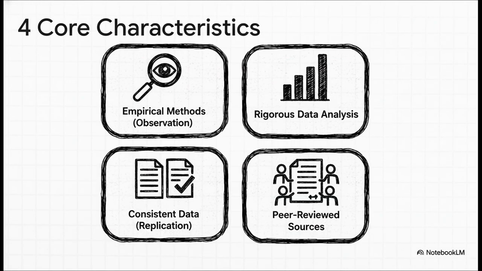Scientifically based research, or SBR, really boils down to 4 main things. First, it's empirical. That just means it's based on real-world observation, not just some theory. Second, it uses tough data analysis. Third, and this one's huge, its findings have to be replicable, meaning other smart people can run a similar study and get similar results. And finally, it gets published in peer-reviewed sources, where other experts can check the work.